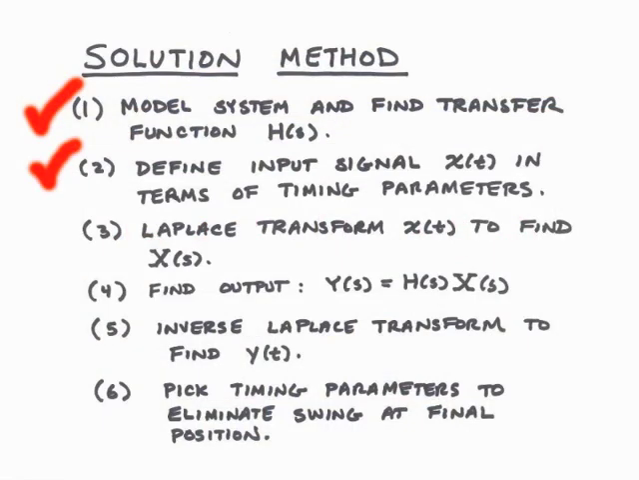With the first 2 steps of our solution method now completed, we'll move on to steps 3 through 6. We'll take the acceleration that we found in the last presentation and find its Laplace transform, x of s. We'll then multiply this by the transfer function that we found previously to find the output y of s. We'll inverse Laplace transform this to find y of t, and this y of t will be in terms of the timing parameters, t-acceleration and t-coast. We'll choose them in step 6 so as to make y of t 0 after the trolley has come to a stop.